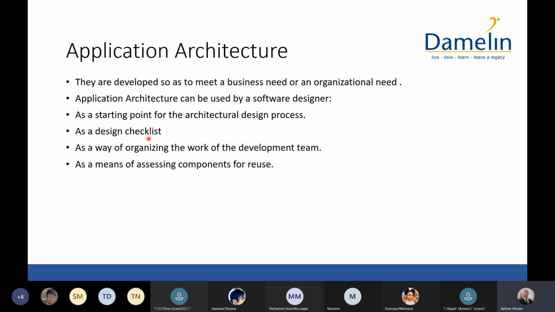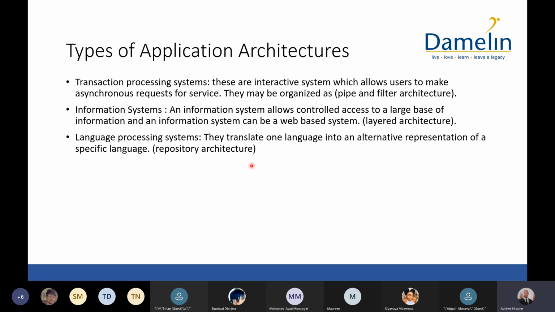It can be used as a design checklist, as a way of organizing the work of the development team, as a means of assessing components for reuse, okay? So that's the nature of application architectures, or using architecture in applications. So let's see a couple of examples of what kind of systems these architectures can be used in. The pipe and filter architecture is most applicable in systems that process transactions. These are interactive systems which allow users to make asynchronous requests for a service.